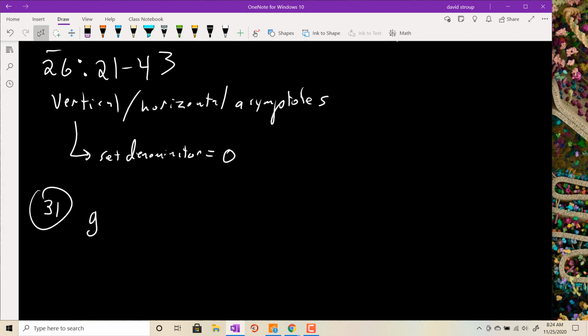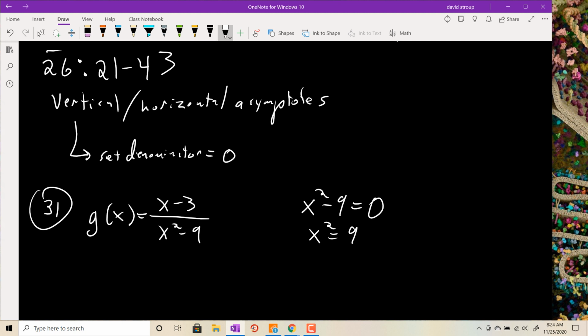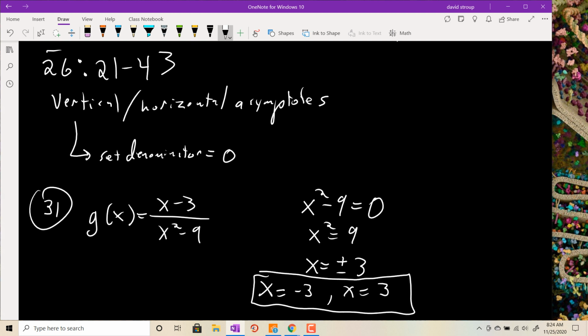We have the rational function g of x equals x minus 3 all over x squared minus 9. Okay, so all you have to do is take the denominator, set it equal to 0. And you get x squared equals 9. The square root property then, x equals plus or minus square root of 9, which is 3. So you got two asymptotes. And you just borrow the x equals, okay? X equals negative 3 is one, and then x equals positive 3 is the other. And those will be your two answers, okay?